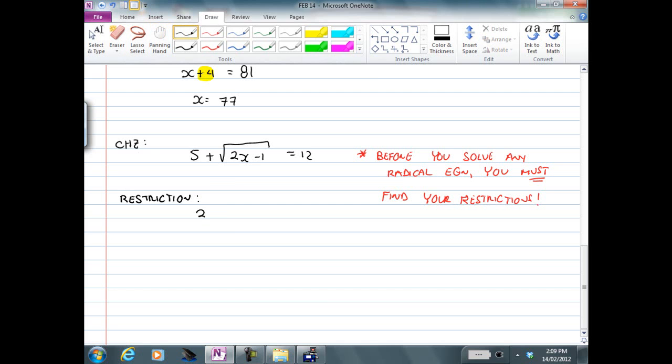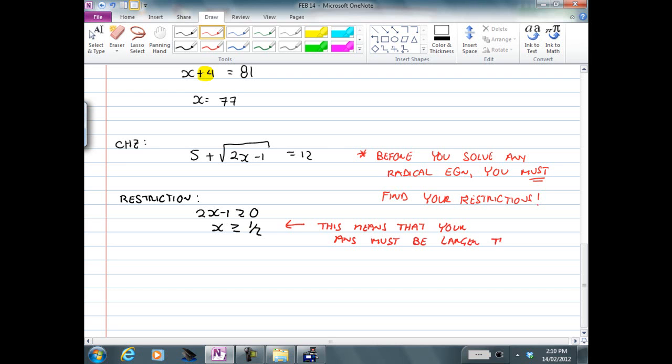The restriction is 2x minus 1 is greater than or equal to 0. So Samuel, what's your restriction going to be? Greater or equal to 1 over 2. I'm going to write a few things. This means that your answer must, there are no exceptions to this rule, be larger than 0.5. I can't have an answer smaller than 0.5 according to my restriction.